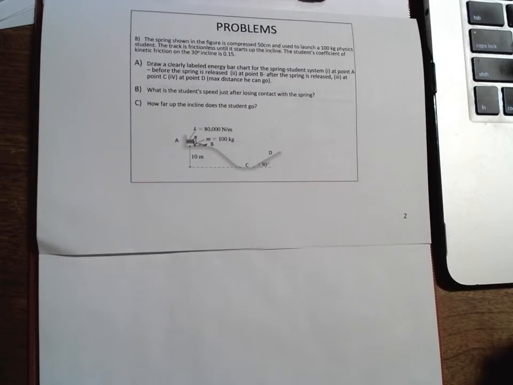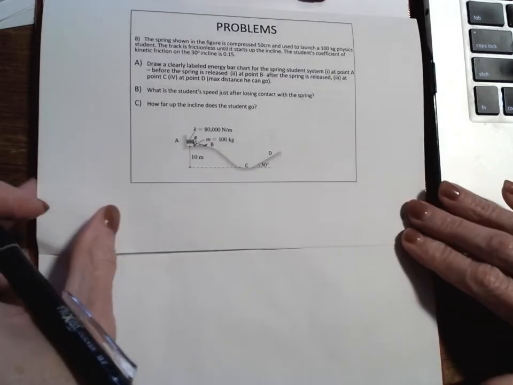Draw a clearly labeled energy bar chart for the spring student system at point A, which is before the spring is released, at point B, after the spring is released, at point C, which is at the bottom of the hill, and then at point D, which is the max distance he can go up the hill. Next, we will find the student's speed just after losing contact with the spring, and then we'll find how far up the incline the student goes. So let's start with our givens and finds.